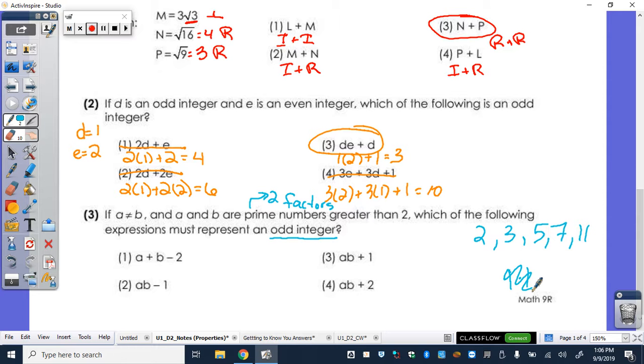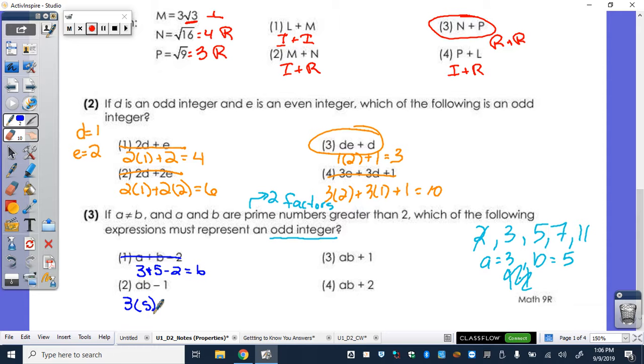So again, A and B are prime numbers greater than 2. So I'm going to say A is a 3, and I'm going to pick B to be 5. I'm going to pick my smaller ones, because then it keeps my numbers smaller. So let's look at my first choice. 3 plus 5 minus 2. 6. That's not an odd number, so it's not that one.